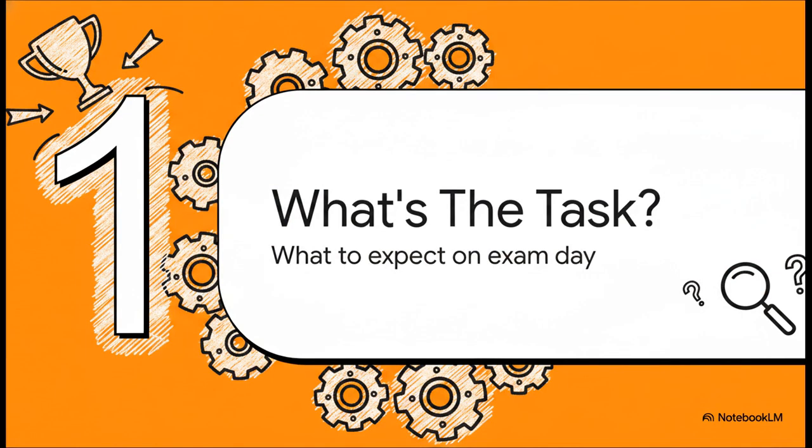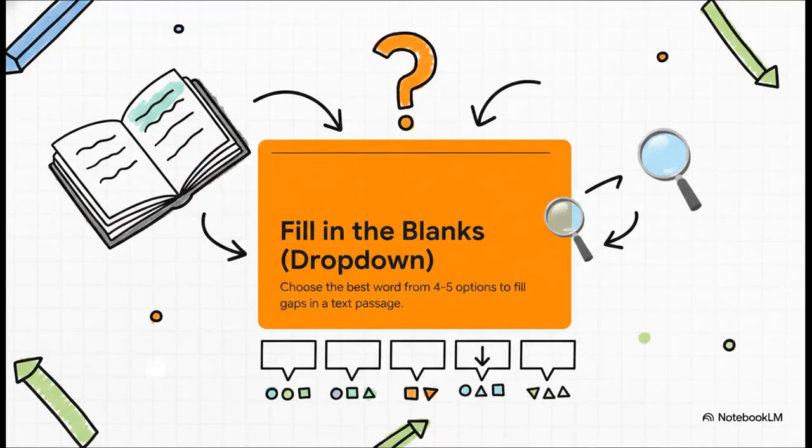Okay, let's start at the very beginning. You know, understanding the rules of the game is always the first step to winning it. So, what exactly is this question type asking you to do on exam day? It's actually pretty straightforward. You're going to see a short piece of text on the screen, and it's going to have several blanks in it. For every single one of those blanks, you'll click on it, and a little drop-down menu will pop up with 4 or 5 different words. Your job is just to pick the one word that fits the best. That's it. Simple as that.